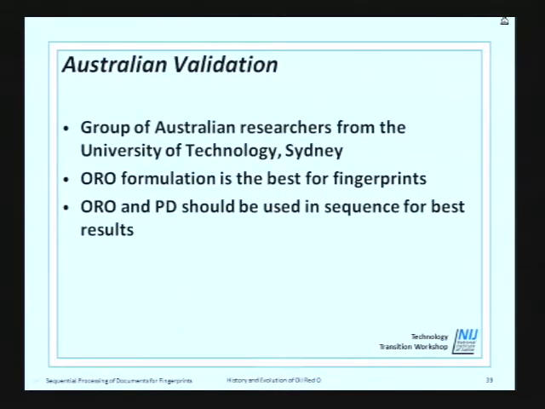We got an Australian validation, as I mentioned at the beginning of the presentation, from the University of Technology Sydney. They looked at the Alredo formulation and found that the lowest concentration was the best to find fingerprints. That was great. And they found that using Alredo and PD in sequence gives better results than using PD alone or Alredo alone. So that was great to know also.